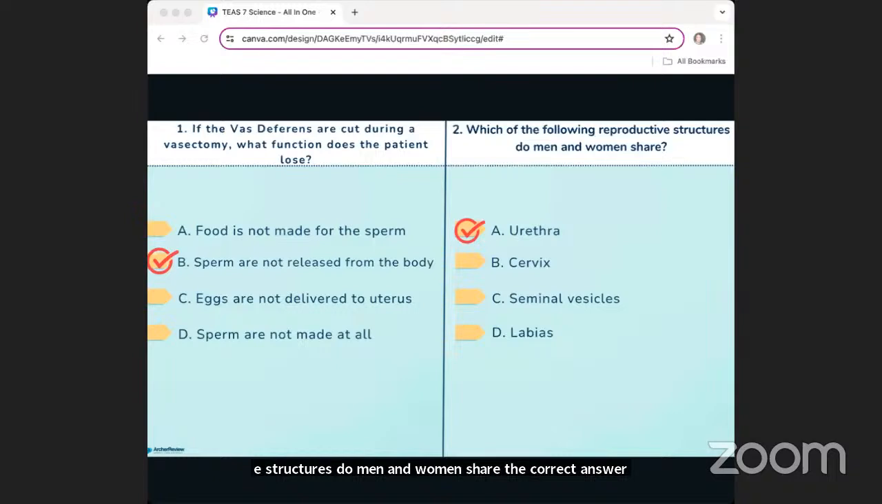Both males and females have a urethra. Remember, this is going to be that tube that connects to your bladder, to the outer part of your body, which allows you to excrete your waste.